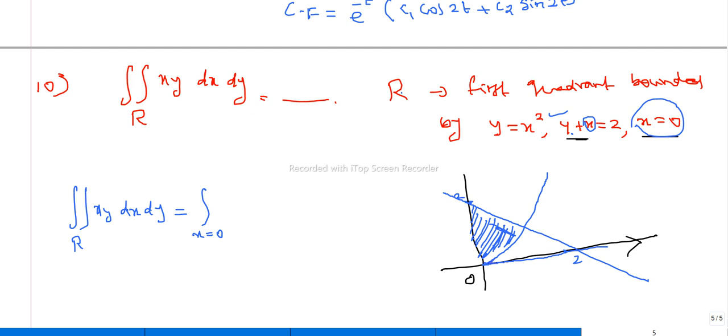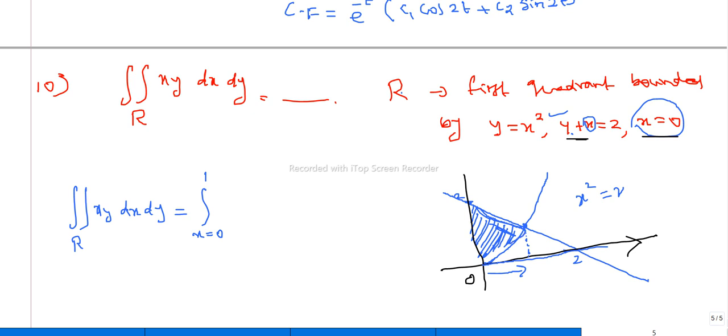What is the maximum x? This is the intersection point, the maximum point for x. So we have to solve these two equations. x square is a parabola, and this is equal to the line, so y equals 1. That point is (1, 1). Therefore x goes from 0 to a maximum of 1.